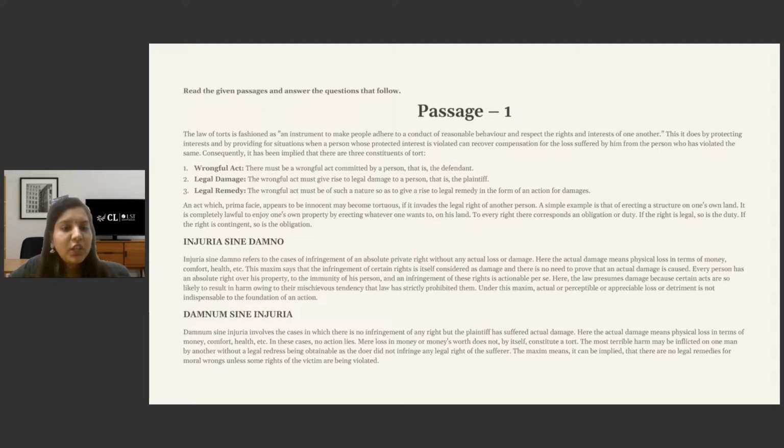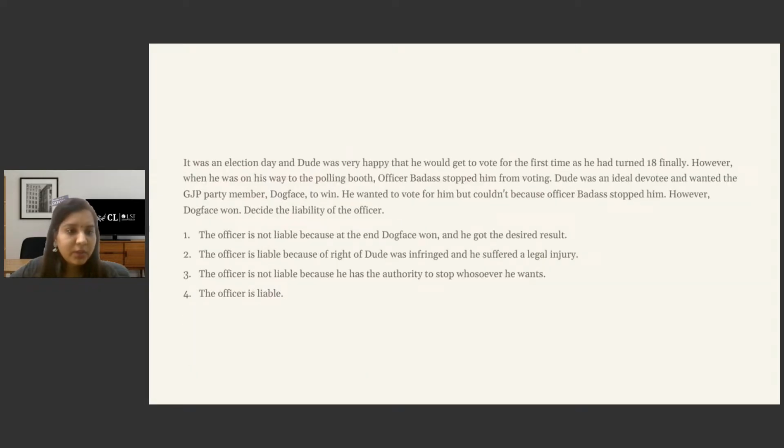Then there is a passage that is talking mainly about the wrongful act, the legal damage, legal remedy, injuria sine damnum, damnum sine injuria, right? These are the few things that we have already studied. But again, going for the passage here, just note down the basics, right? When you see a passage, just skim read it. What is actually given? You already know what injuria sine damnum is, what damnum sine injuria is, and you already know wrongful act, legal damage, legal remedy. You might have already studied all that in the class, right? So then go for the first question. What is the question actually asking from us?